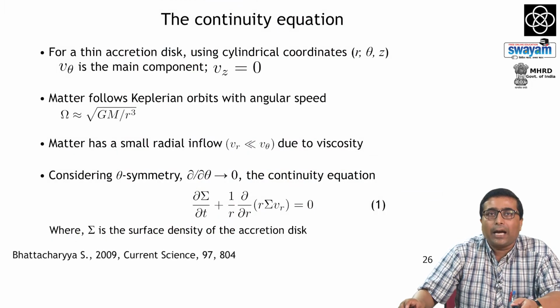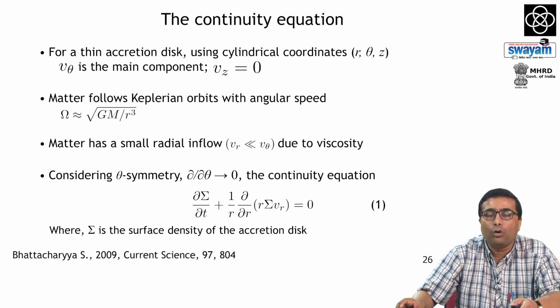In a thin accretion disk using cylindrical coordinates r, theta, z, we expect that the theta component v theta should be the main component of velocity and the z component v z equal to 0. That is, there is no motion of matter in the direction perpendicular to the plane of the disk.